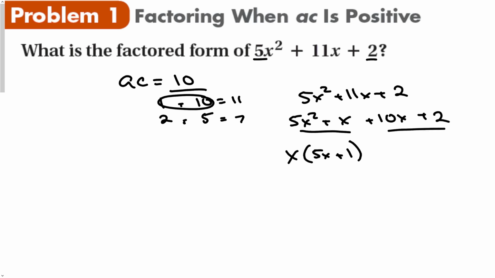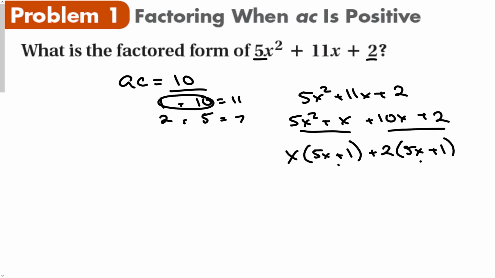Then I look at my second two terms and ask, what do they have in common? Both of them have a 2 in common. And what's left over? 5x plus 1. If these two terms are not the same, unfortunately, you did this process wrong. So go back and check and see what you did.